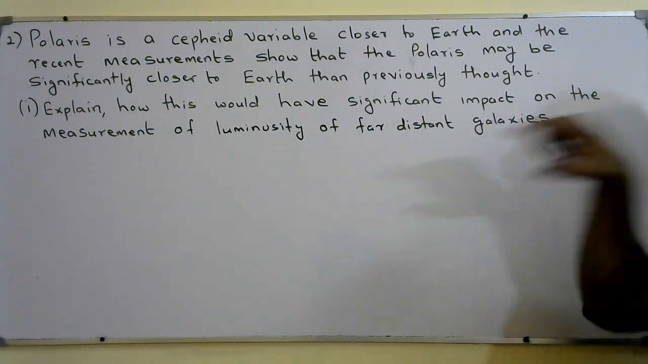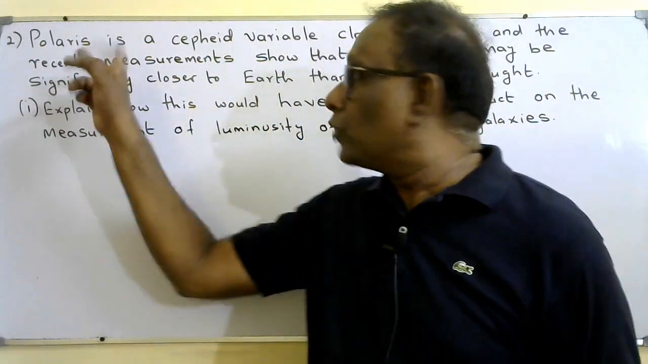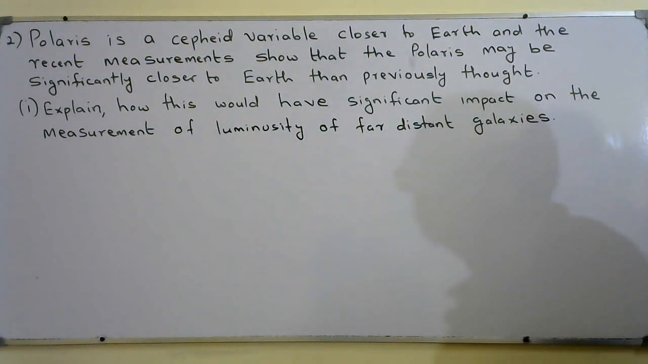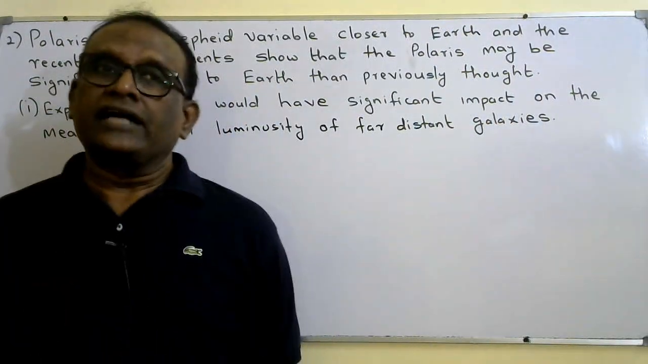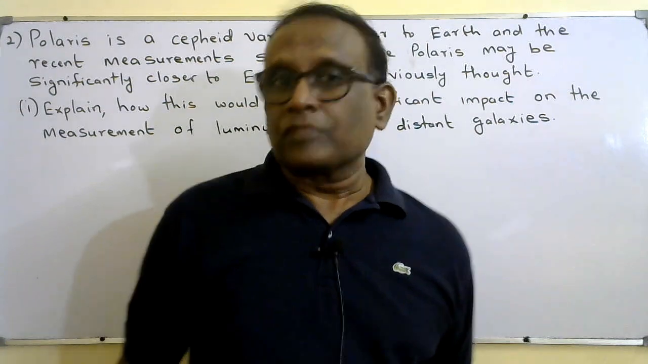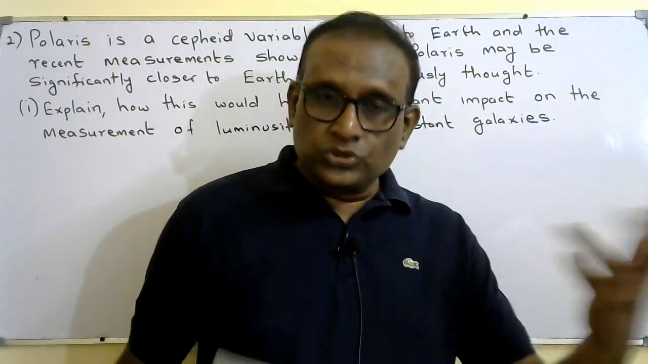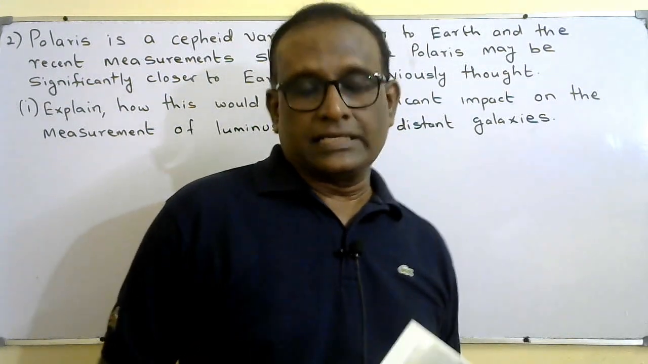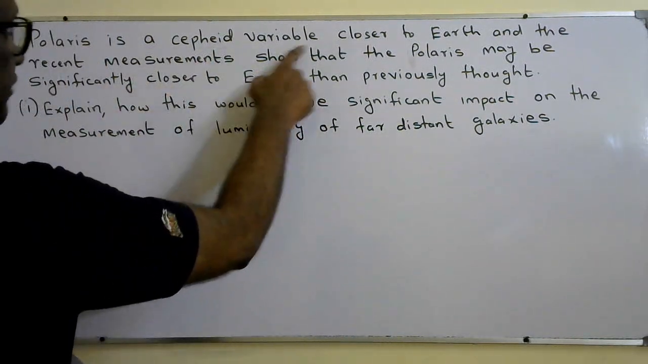So explain how this change in the measurement of distance to Polaris would have a significant impact on the measurement of luminosity of far distant galaxies. Okay, I told you that far distant galaxies are where we have to use the Cepheid variable method, right? We can't use the trigonometric parallax method. So the standard candle here is the Cepheid variable, right?